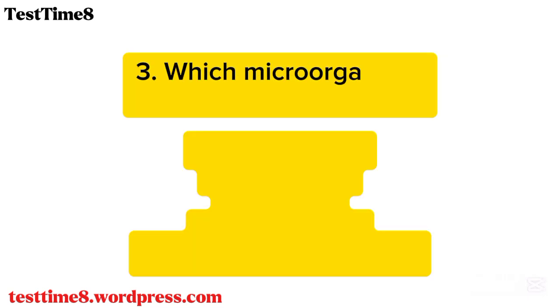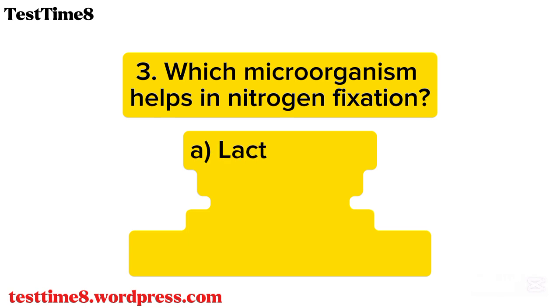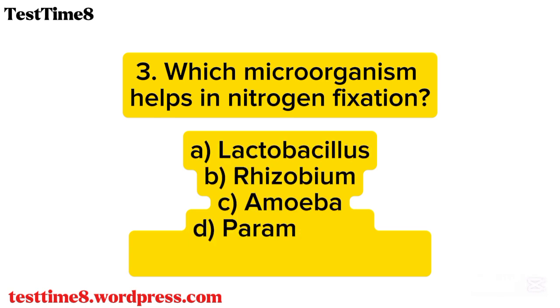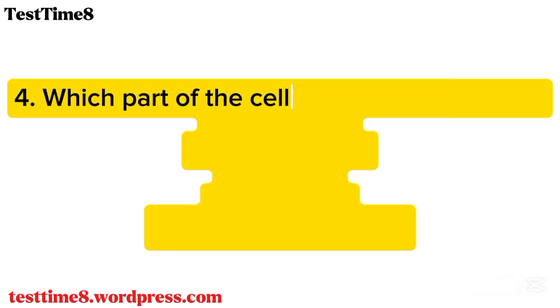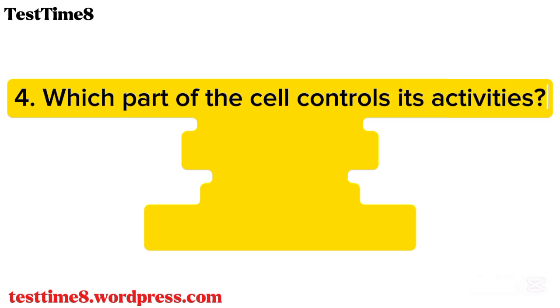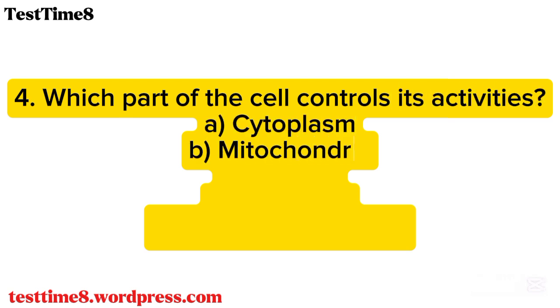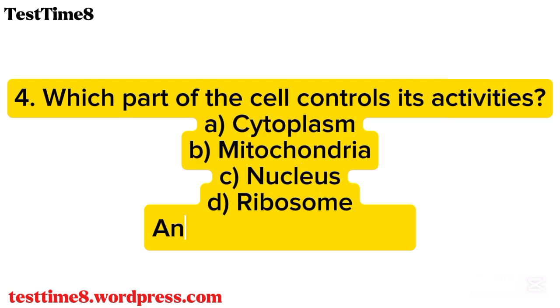Influenza. 3. Which microorganism helps in nitrogen fixation? A. Lactobacillus, B. Rhizobium, C. Amoeba, D. Paramecium. Answer: B. Rhizobium. 4. Which part of the cell controls its activities? A. Cytoplasm, B. Mitochondria, C. Nucleus, D. Ribosome. Answer: C. Nucleus.